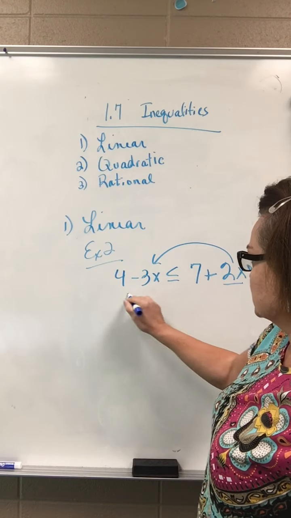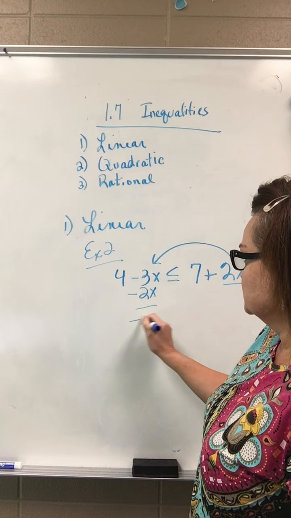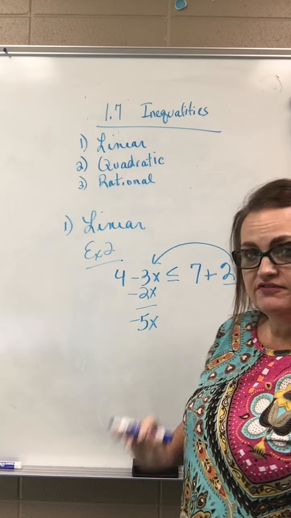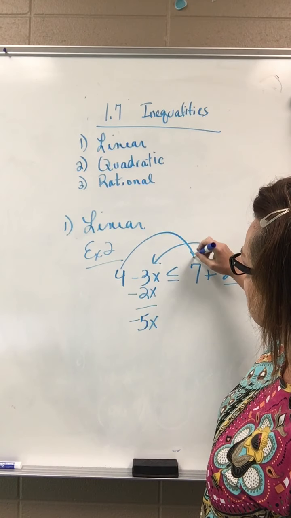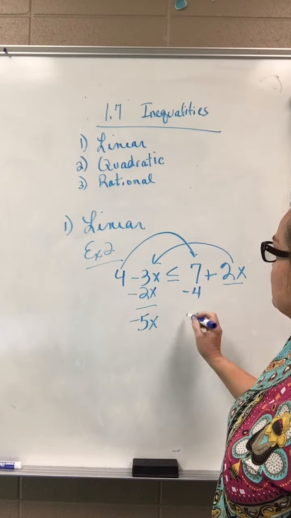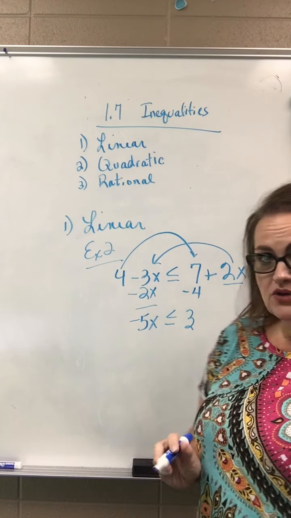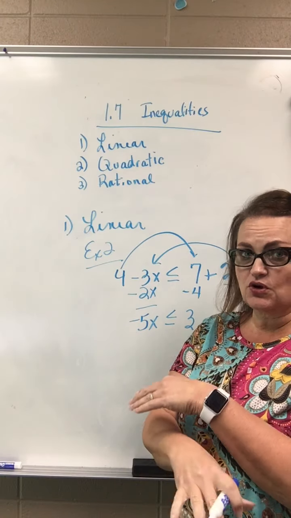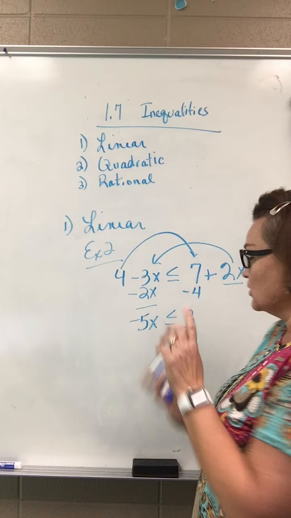So I'll bring this 2x over to the left. So I've got negative 3x, negative 2x, which makes a total of negative 5x on the left. Then the 4, positive 4, moves to the right, becoming minus 4. So 7 minus 4, we've got 3. So far, I've done nothing to change my inequality symbol. I'm just moving things across the line, which does not flip the inequality. What flips the inequality is this step.